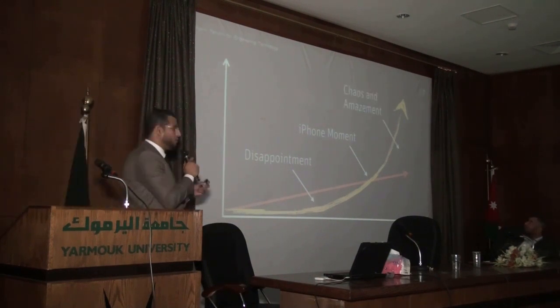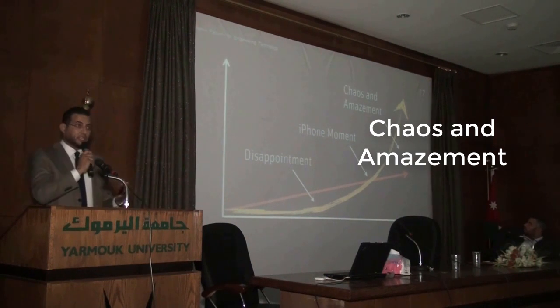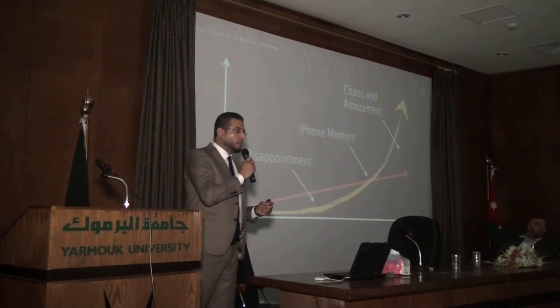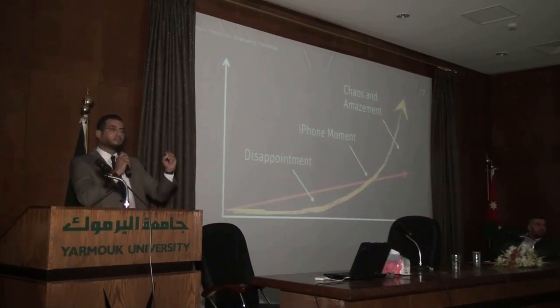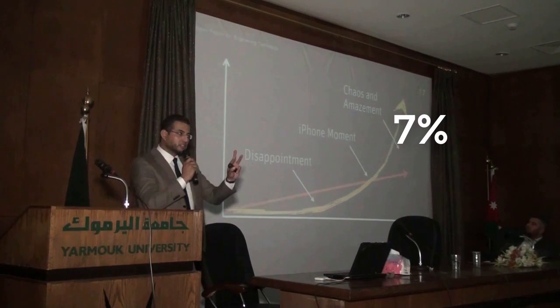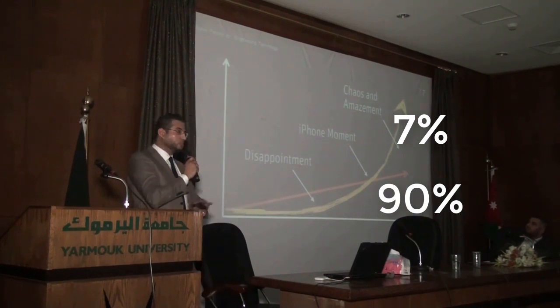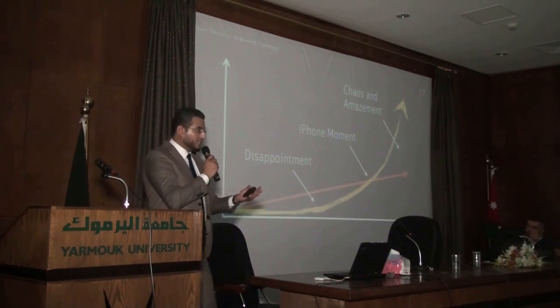And then comes the third point, which is chaos and amazement. Chaos and amazement is the world that we're living in right now. Today, smartphone penetration in Kenya is 7%. In 3 years, that number is going to go up to 90%. So in 3 years, all of Kenya is going to be online, on the internet. So that's chaos and amazement.